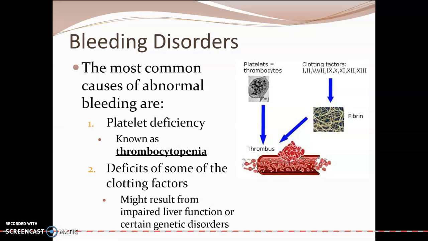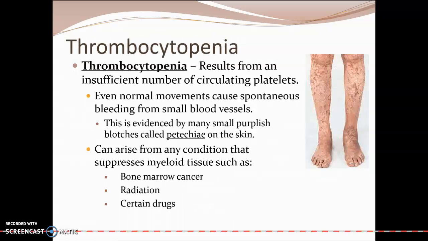A couple of conditions that we'll talk about here: bleeding disorders. The most common cause of abnormal bleeding is platelet deficiency, which means that you don't have enough thrombocytes or platelets in your blood to actually create a clot. That's called thrombocytopenia. Remember, thrombo means clot, cyto means cell, and penia means a little bit, or not enough, or deficient. So it can cause different problems with clotting and with the way the blood flows through your body.